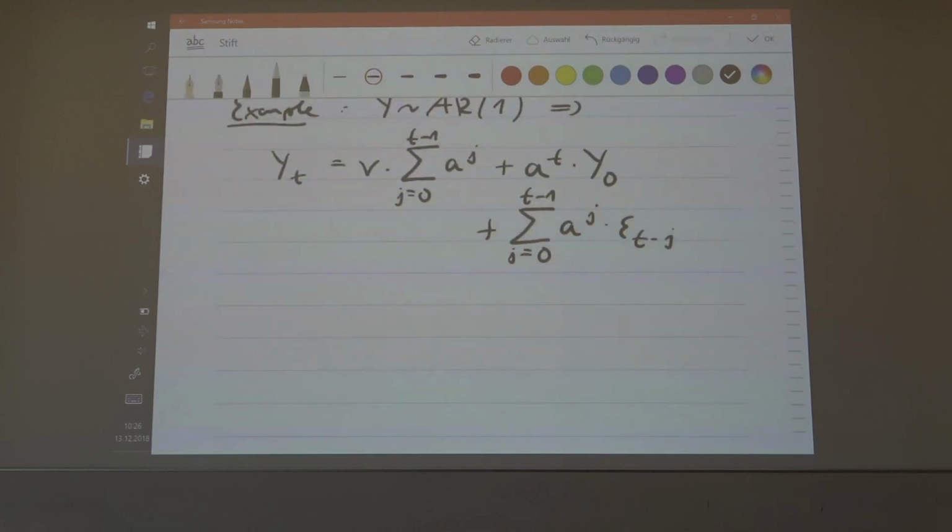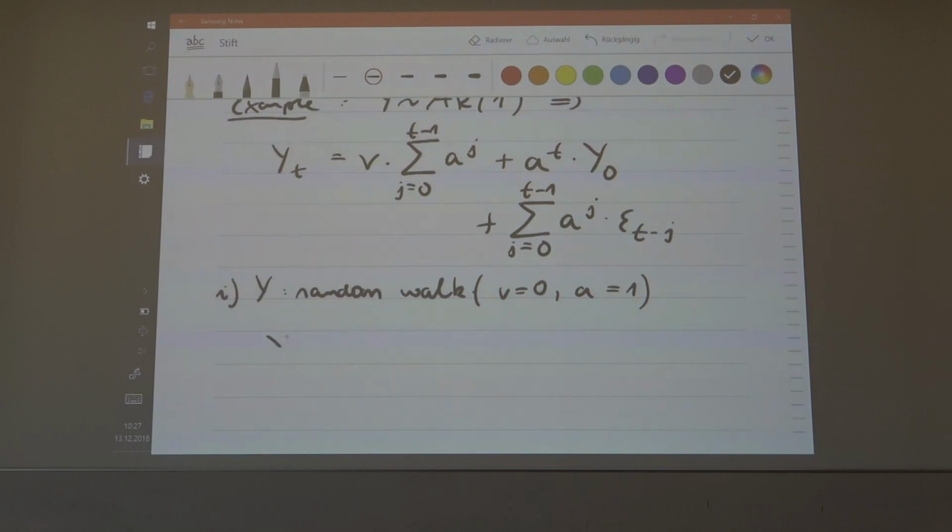This is going to be the first case, okay? So let y be a random walk. If y is a random walk, then v is equal to 0 and a is equal to 1. So if v is equal to 0 and a is equal to 1, then this representation simplifies to the following expression. Here you have the starting value, and then plus, all coefficients cancel out, so you would just generate the following expression.